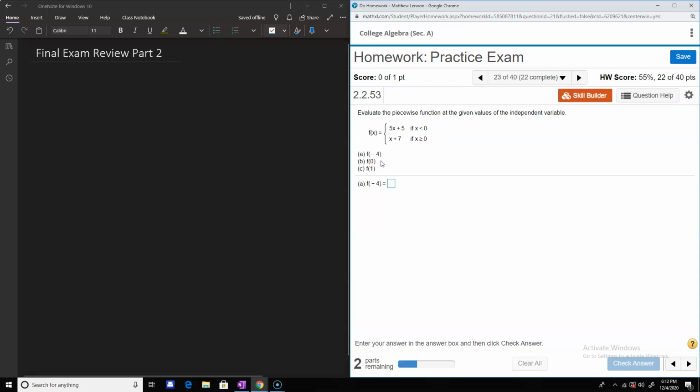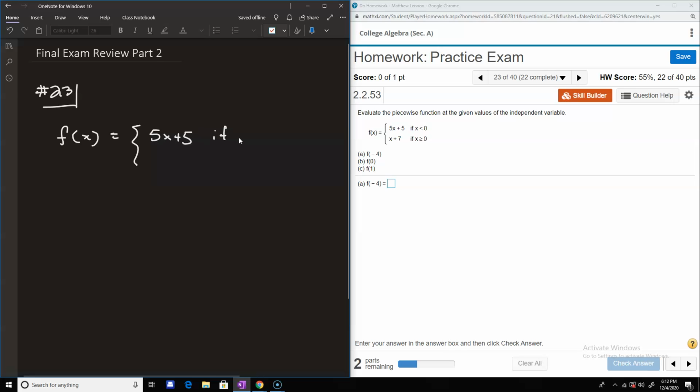Okay, this one here, number 23, basically we just have to pick the correct part of the formula. So we have f of x is this piecewise function with two different formulas. So we use 5x plus 5 whenever x is less than 0, and we use x plus 7 if x is greater than or equal to 0.